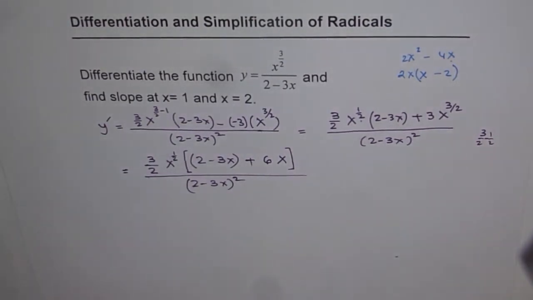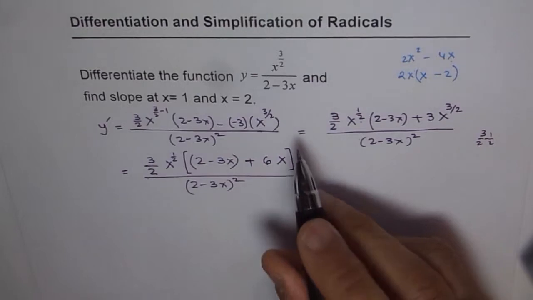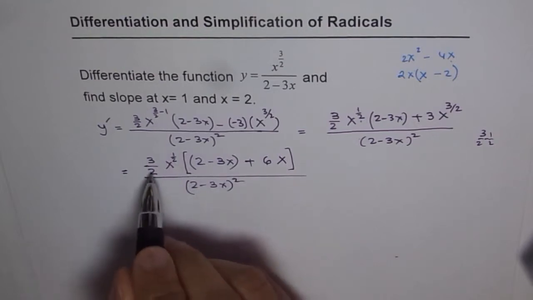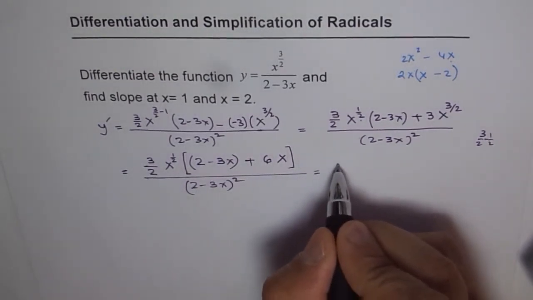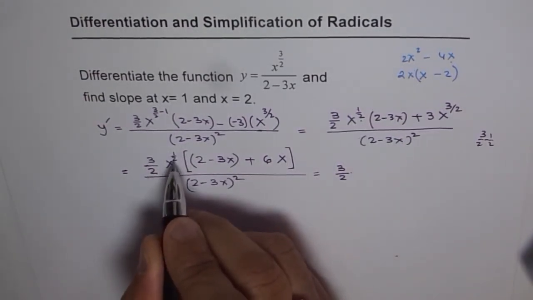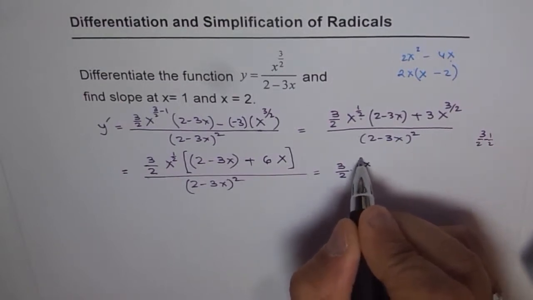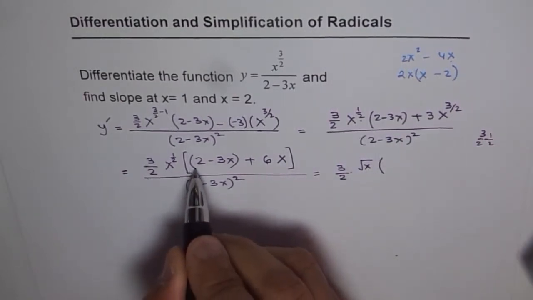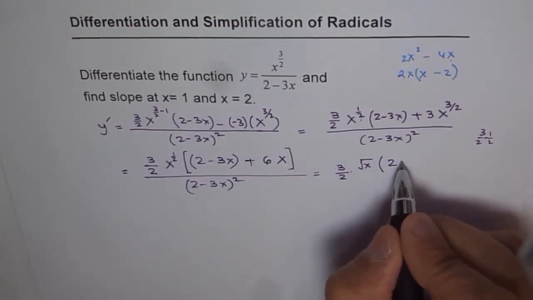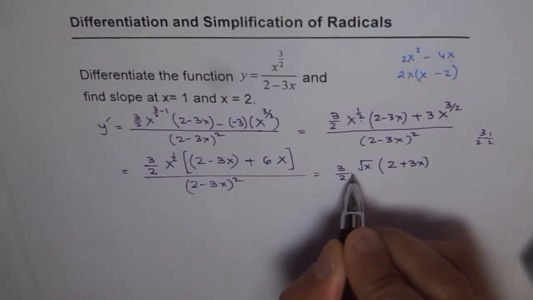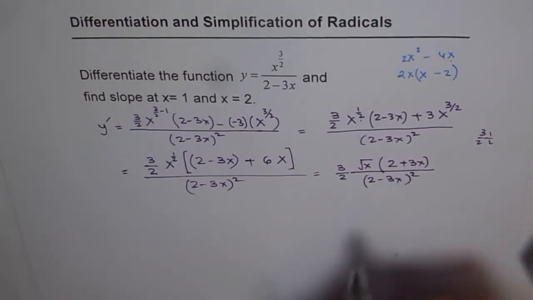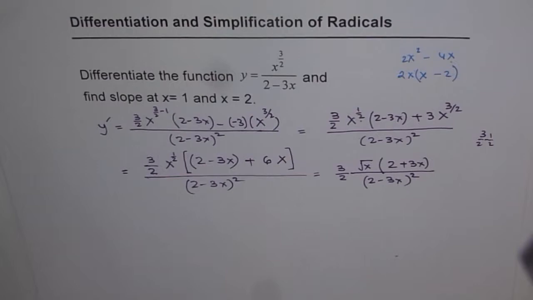Now this is a very critical step which I want to share, and that is the reason why I have taken this question. So now it is simpler. We can just open this, and so we'll bring this into the denominator. This could be written as 3 over 2, right? So it comes here. And then in the numerator, we have x to the power of half, which is the square root of x, right? And the number 2, minus 3x plus 6x is plus 3x, divided by 2 minus 3x whole square. So that is the simplified form of our derivative, correct?